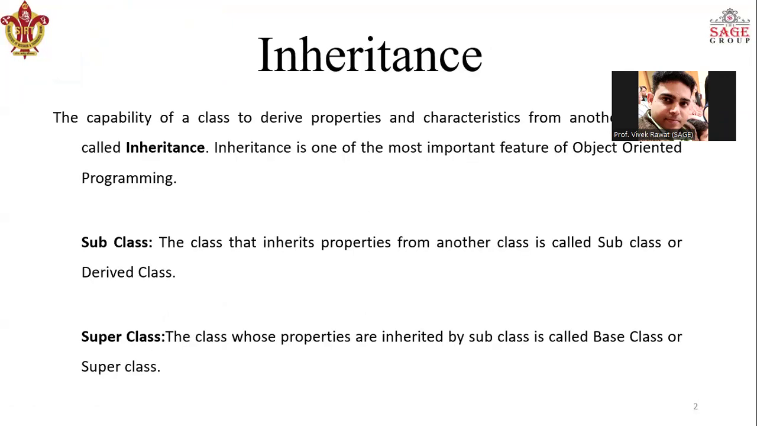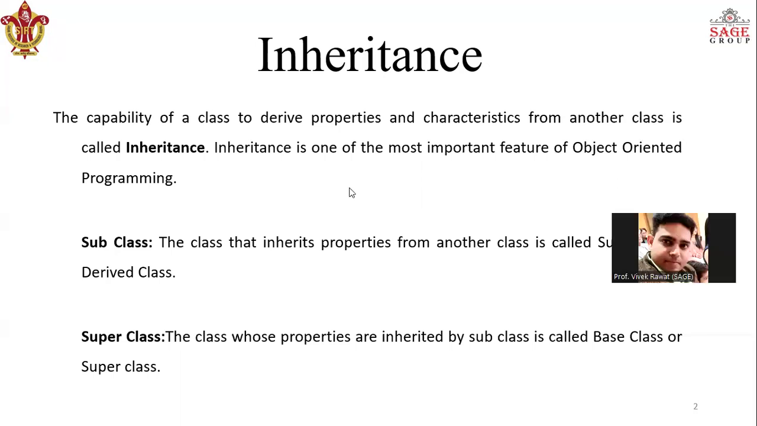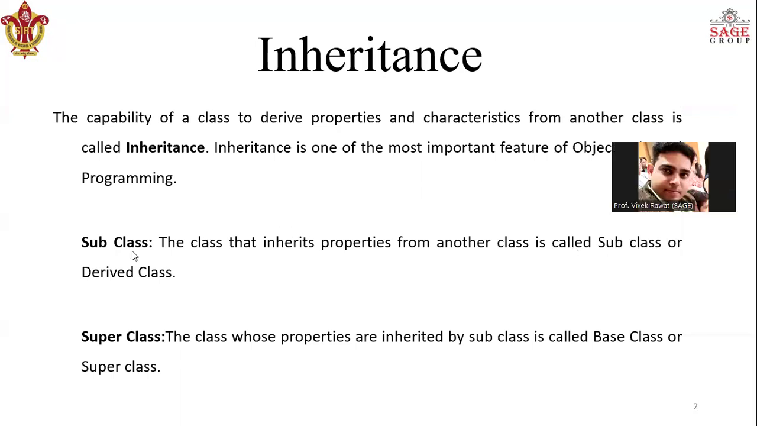In inheritance, we basically need two classes, in which the properties of one class are inherited by another class. Here you can see the definition: the capability of a class to derive properties and characteristics from another class is called inheritance. In inheritance, we use two types of classes: one is subclass and another is superclass.